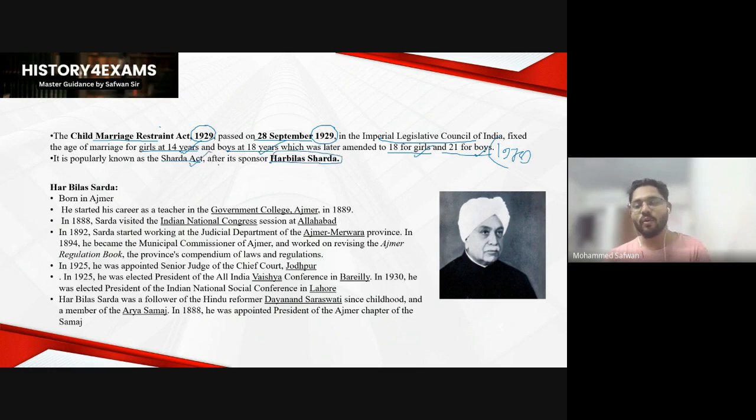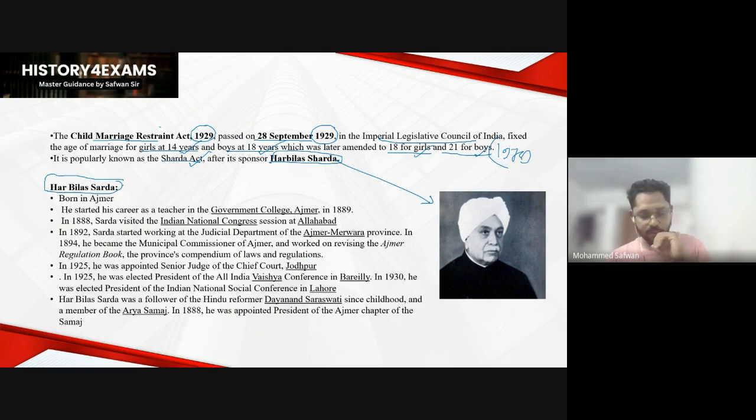It is known as the Sharada Act after its sponsor Har Bilas Sharada. So we have one person called Har Bilas Sharada. He is the man who totally supported such legislation throughout his life. Based on his contribution and sponsorship of this measure, it was named after him. Now, who is Har Bilas Sharada?